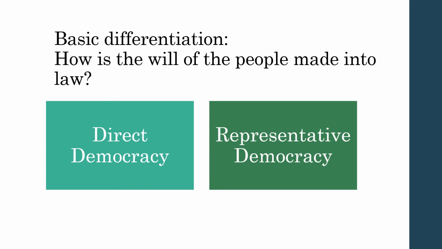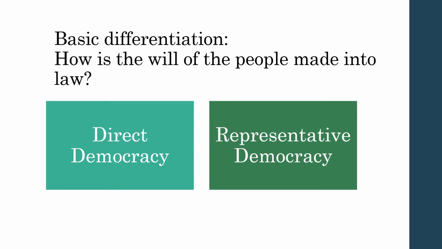So the first main typology of different types of democracy is direct democracy versus representative democracy. And this might be something you're already familiar with. Direct democracy is a situation where people vote directly on laws, whereas in a representative democracy, the voters elect the people to represent them, and it's the representatives who actually make the laws.